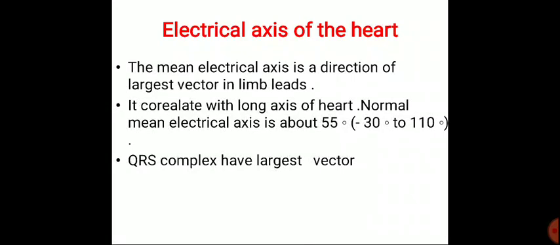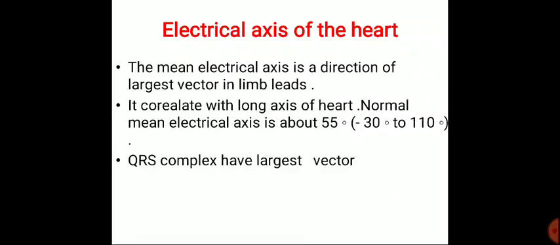Electrical axis of the heart. The mean electrical axis is the direction of the largest vector in the limb leads. It correlates with the long axis of the heart. The normal mean electrical axis is about 55 degrees, and it lies between minus 30 degrees and 110 degrees. The QRS complex has the largest vector. Simply, the vector is drawn from the negative toward the positive end.